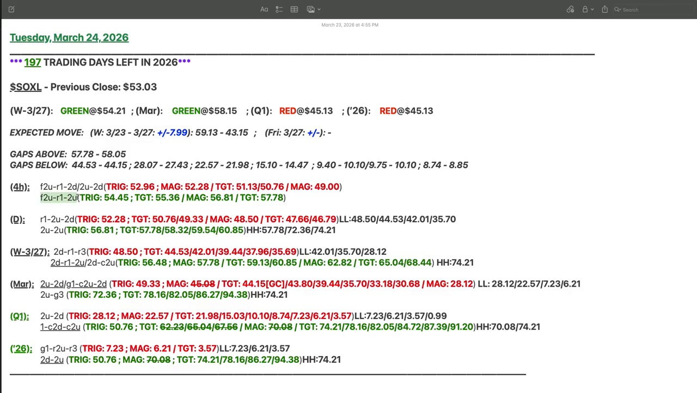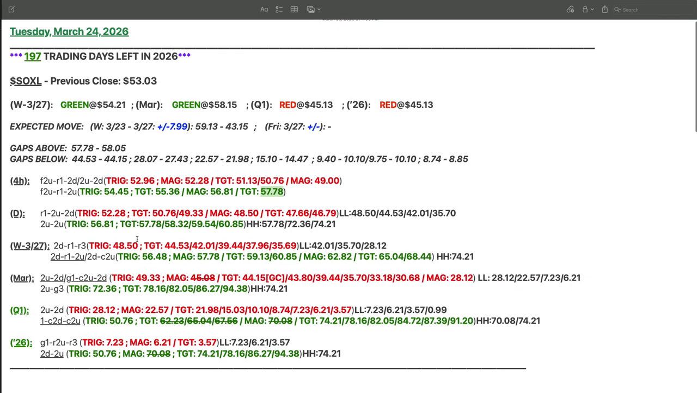Now on the 4 hour, if we go to the upside, that gives us a failed 2 up, 1-2 up, triggering at 54.45 with the magnitude up there at 56.81. Because we are in that 1 hour downtrend, we put an intermediate target of 55.36 there, if we break above 54.45, just in case we don't make it all the way to 56.81. At the same time, if we get some type of catalyst that gets us to 56.81 and still has momentum, we've got an extended target of 57.78 out there.